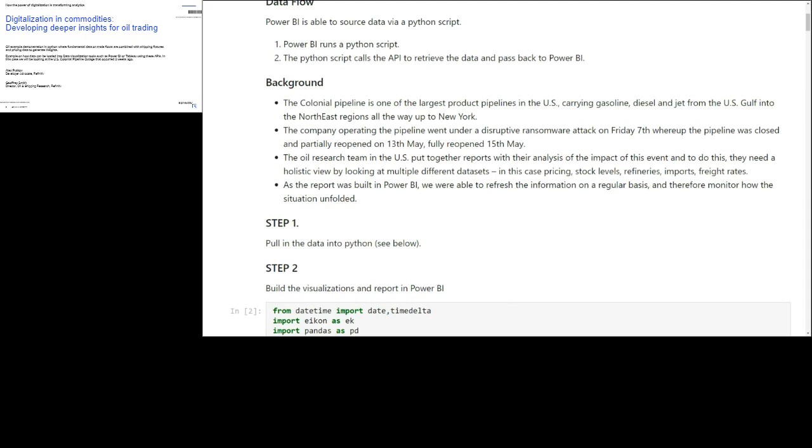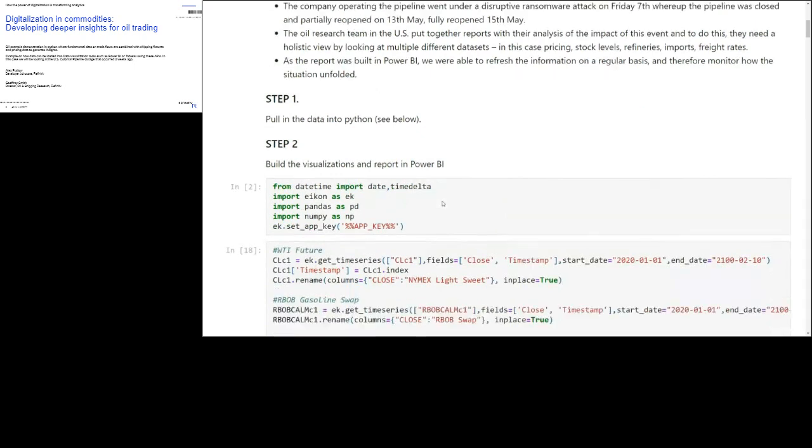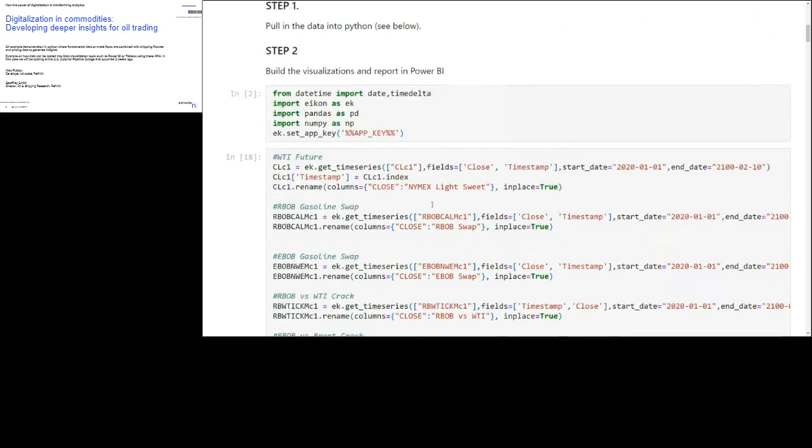So there are really two steps to this. The first one is pulling the data, or accessing the data, and here we're doing it in a Jupyter Notebook, and then we build the visualization in Power BI. So this is the Jupyter Notebook that we're using here. You could use a Python IDE like Spyder or PyCharm.